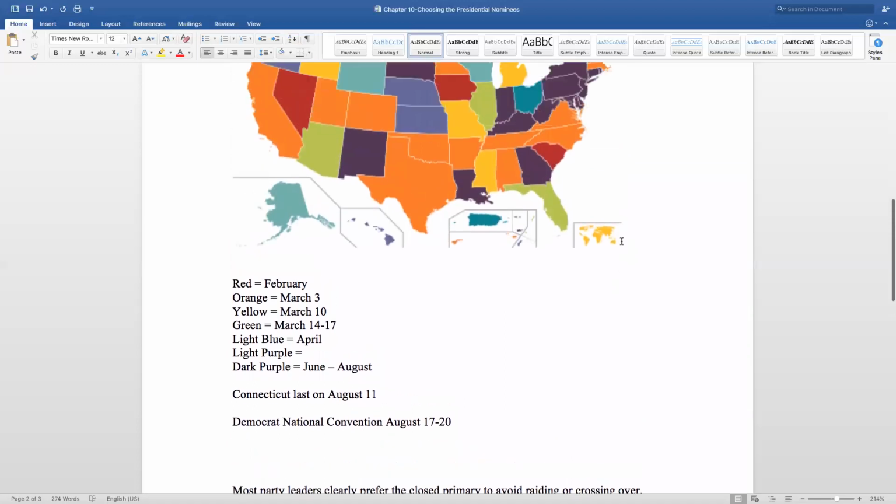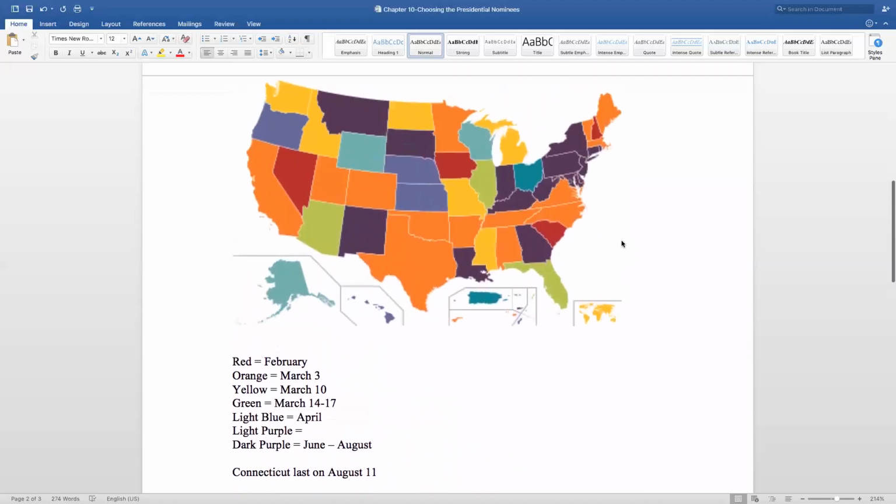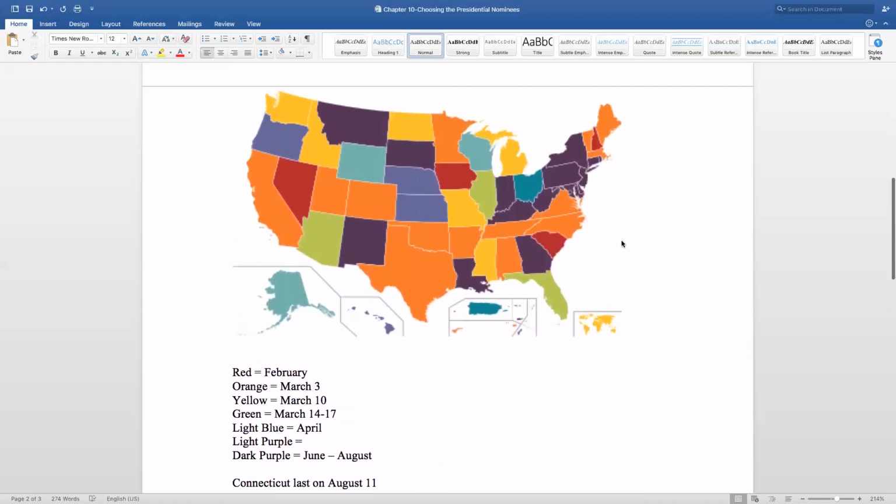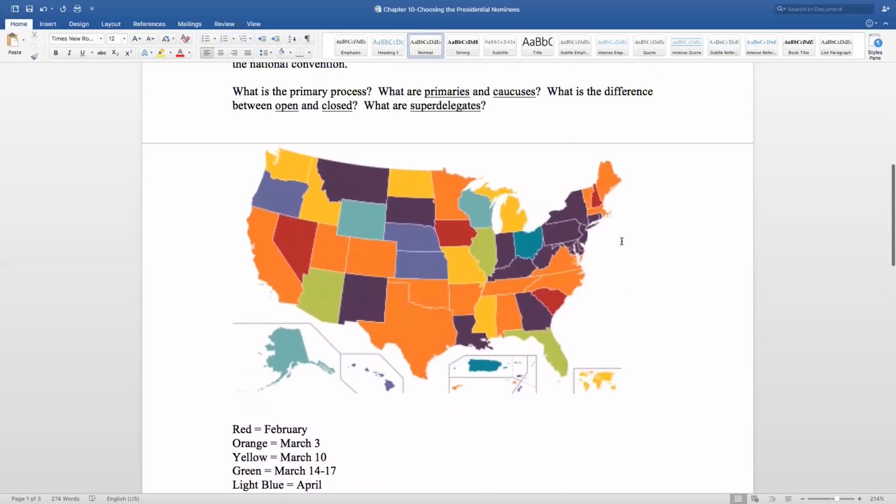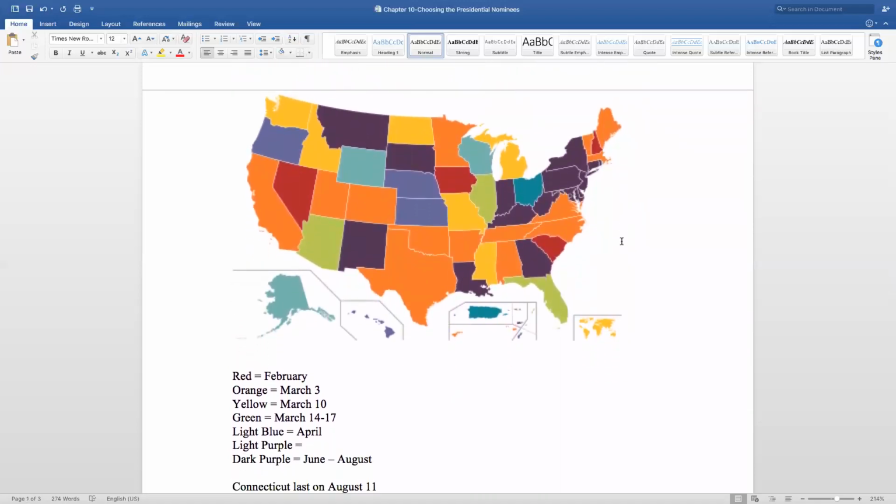So this is actually the schedule here of how this primary season runs. Again, the key thing to remember with elections is that it's one of the processes that the party controls.